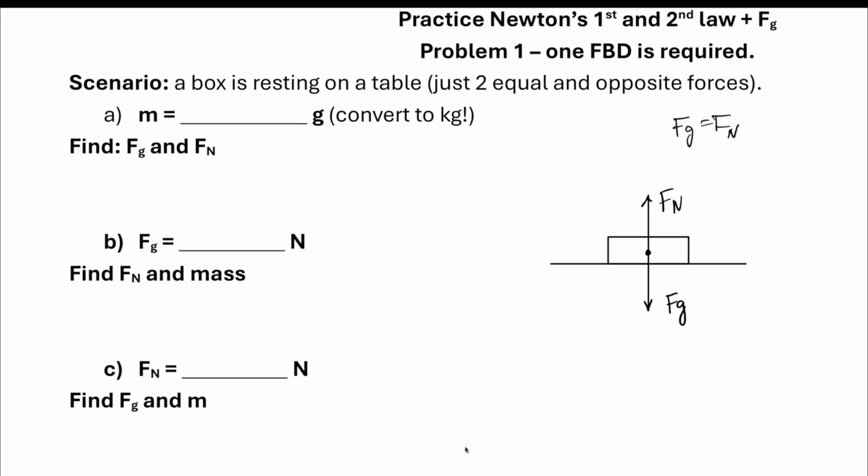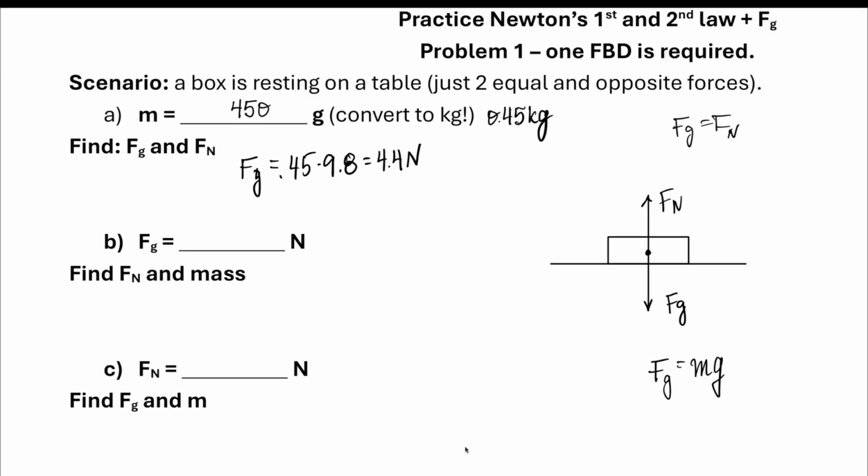Now the formula for gravity, remember, Fg is mg. Let's say the mass is 450 grams. You have to divide that by 1,000 to get to kilograms, because otherwise the force is not going to be measured in newtons, and we need it to be in newtons. So divide by 1,000, we get 0.45 kilograms. Then force of gravity is going to be 0.45 times 9.8. That should be 4.41, so I'm just going to say 4.4 newtons. And then normal force being equal to it is also 4.4 newtons.